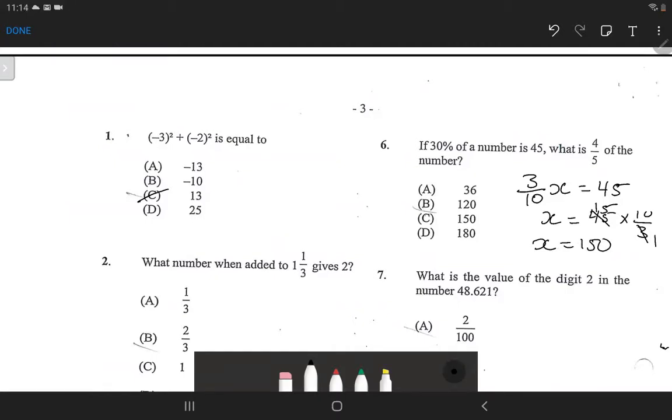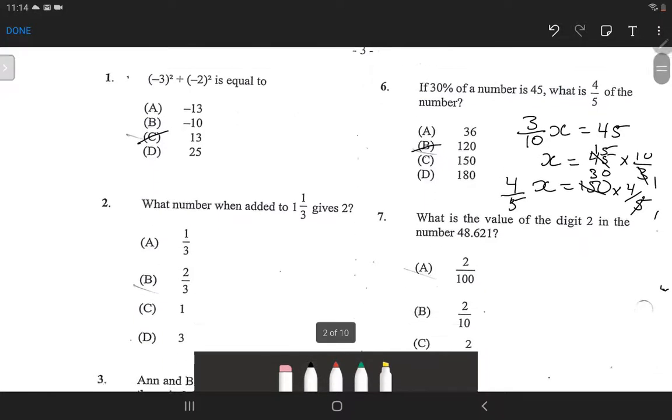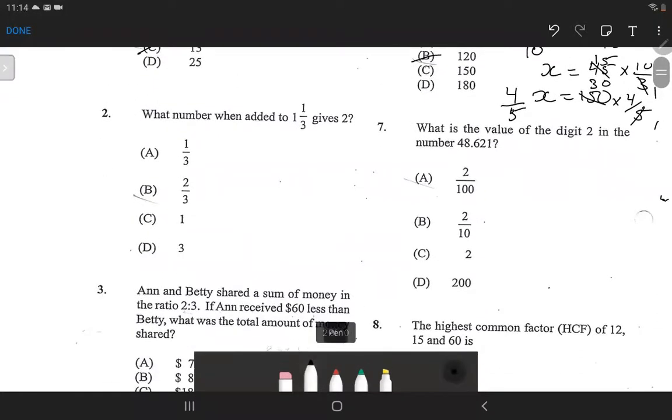Now we want 4/5 of that number. So we just pre-multiply or multiply both sides by 4/5, and we get our result of 120. So that's B. What number, when added to 1/3, gives 2? That is clear, that is 2/3. What is the value of the digit 2 in the number 48.621? That is 2/100.